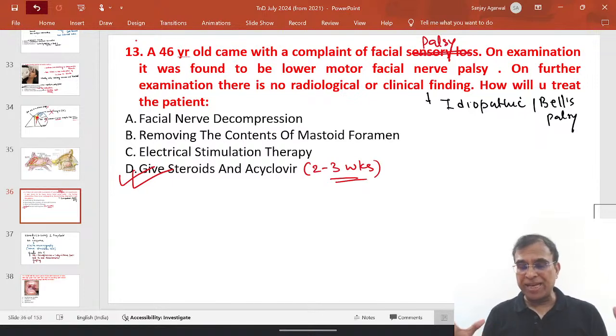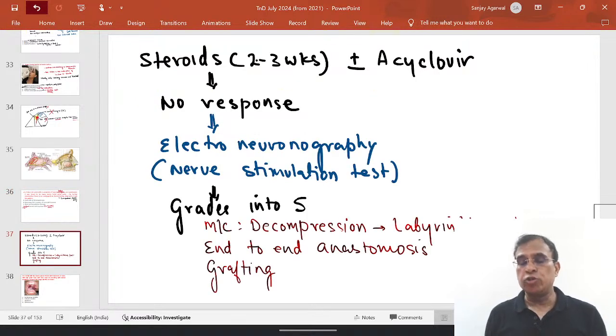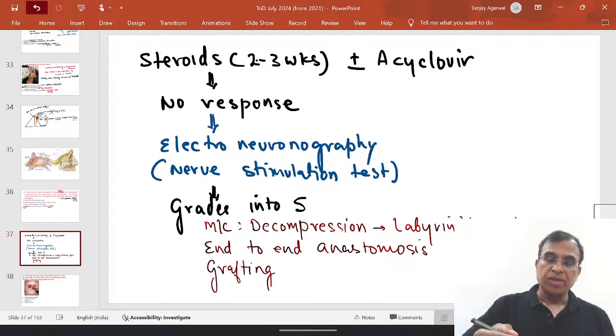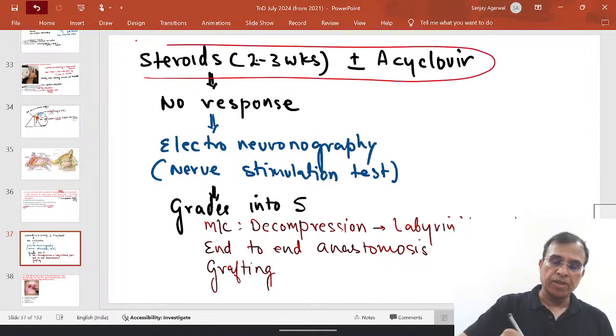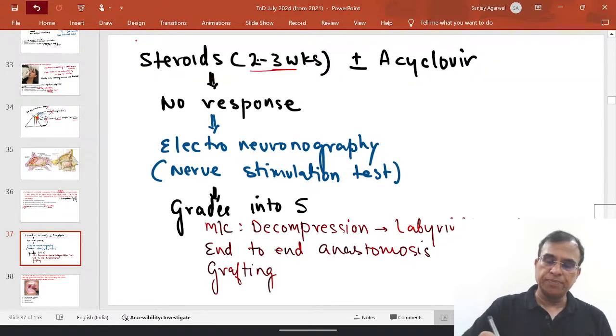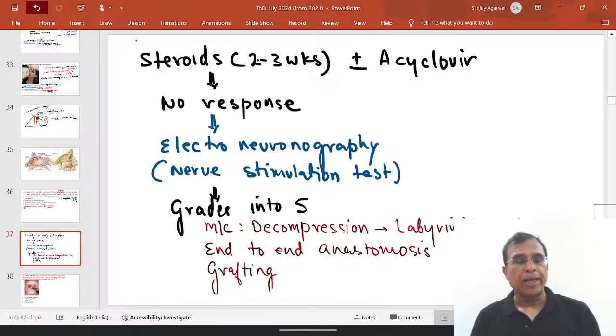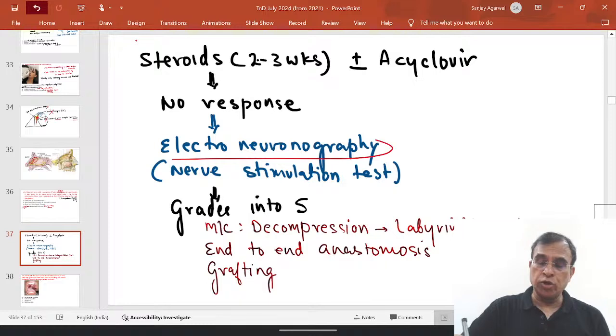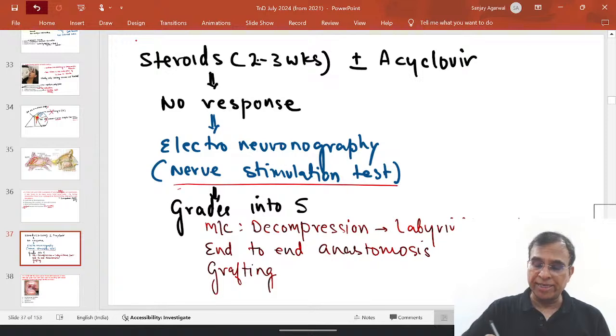Now Bell's palsy, idiopathic facial nerve palsy, this is the flow chart that you should remember. This is the flow chart showing you how you proceed in a patient of Bell's palsy. Like we discussed, the first thing that we do is give steroid with acyclovir for 2 to 3 weeks, and usually it improves the situation. But if there is no response, then electroneuronography should be done. Electroneuronography is a type of nerve stimulation test.